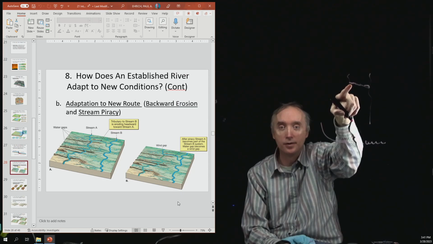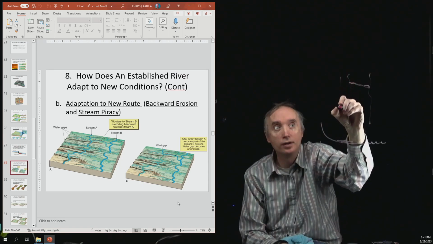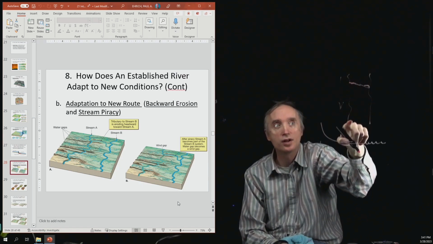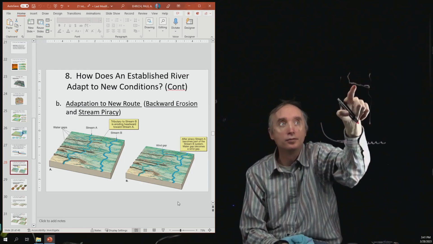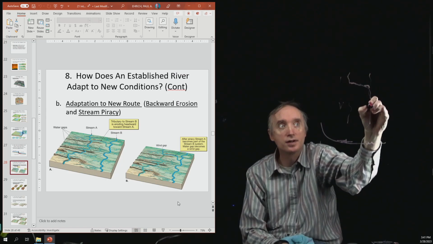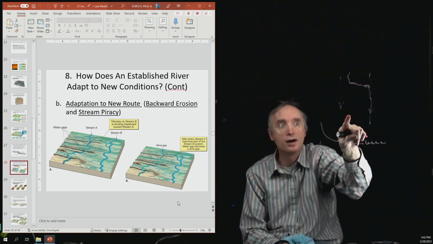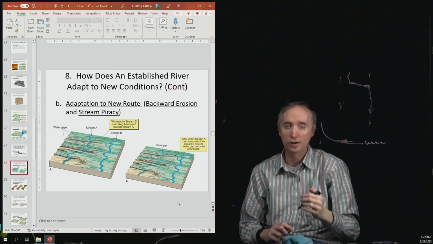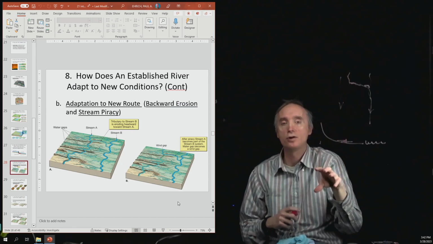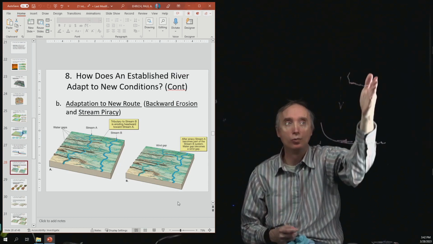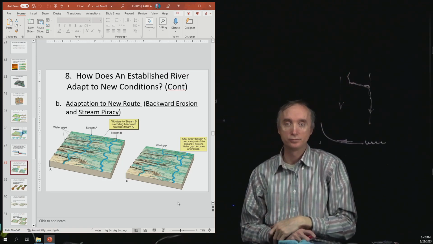Because of backward erosion, this river was very slowly moving its way backwards until finally it interconnected with this river here. Originally this water was going in this direction, in this channel, but now it's been siphoned off by this river, and so it's now going in this direction. So now this part of this river is dry, and they call that a wind gap when that occurs. This is called stream piracy, when one river takes over the water that used to be in another river.